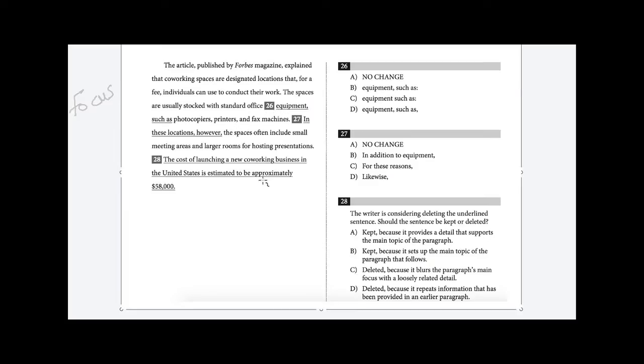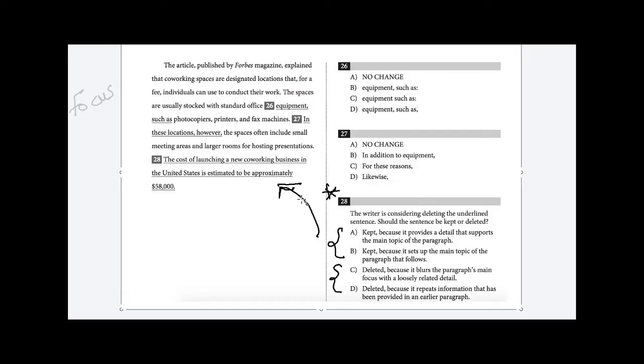It typically has this structure right here. They either say the writer is considering deleting something that is underlined, or sometimes they would ask the writer is considering adding something that's given to you. But whether it's adding or deleting, it's always the same structure. You have two options that say it should go in, and two options that say it should come out. So today we're going to think about the structure of this question and how we can use that structure to our advantage anytime we see a question like this.